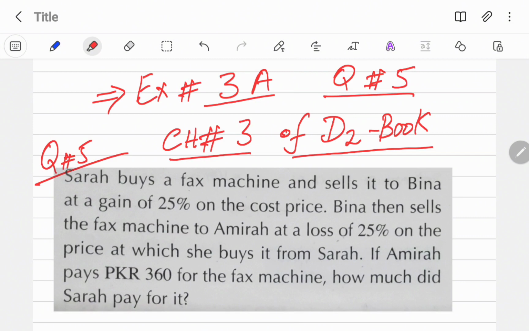Statement of question 5, that is: Sara buys a fax machine and sells it to Bina at a gain of 25% on the cost price. Bina then sells the fax machine to Amira at the loss of 25% on the price at which she buys it from Sara. If Amira pays 360 PKR for the fax machine, how much did Sara pay for it?